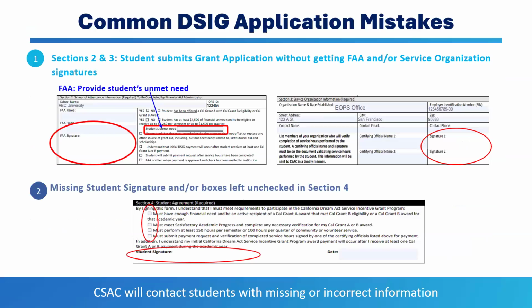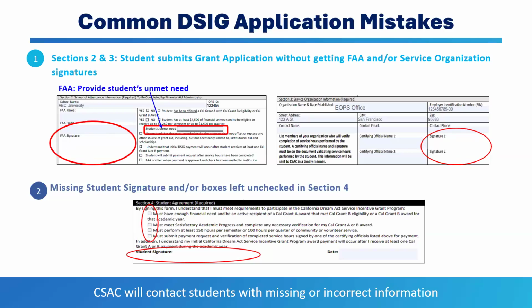We have been getting a few common DSIG application mistakes, many of which are put here on the screen for you. Sometimes students only complete section 1, or they may provide some information in sections 2 and 3 but don't have all of the signatures from the financial aid administrator or the 2 certifying officials. Other common mistakes: the boxes in section 4, the student agreement, are not all checked, or only some of them are checked. The student is not a CADAA filer. Again, DSIG is only for CADAA filers. And another common mistake is the student did not list their major or their field of study.